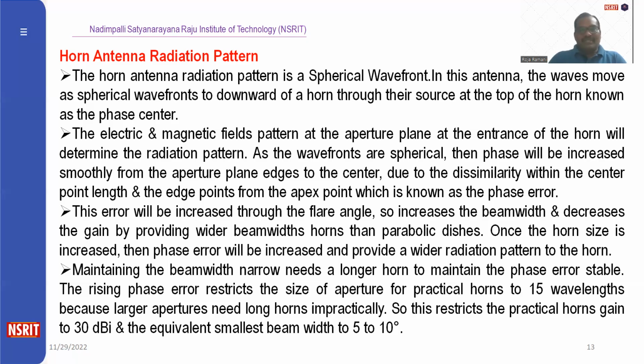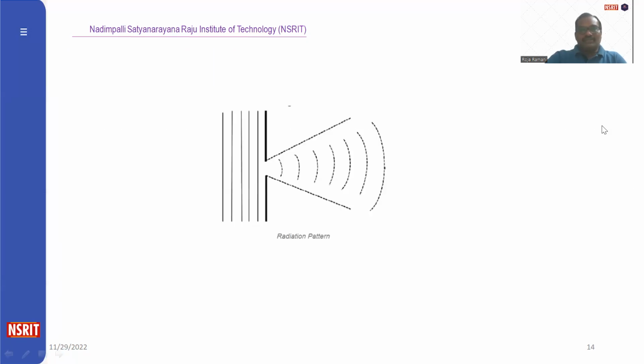The rising phase error restricts the size of the aperture for practical horns to 15 wavelengths, because a larger aperture needs especially long horns. So this restricts the practical horn gain to 30 dBi, equivalent to the smallest beam width of 5 to 10 degrees. So this is the radiation pattern of the horn antenna. It will convert the plane waveform into the spherical waveform.